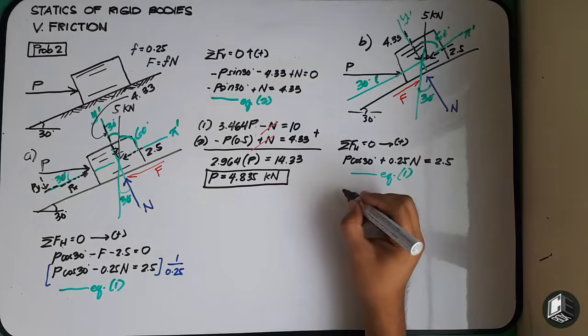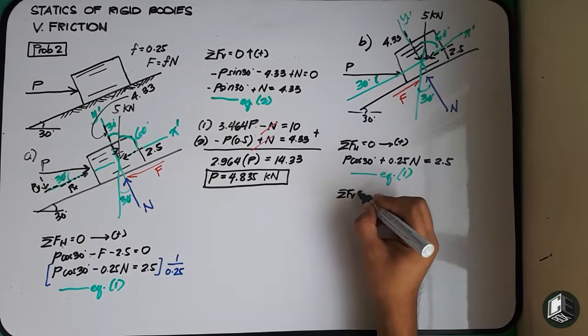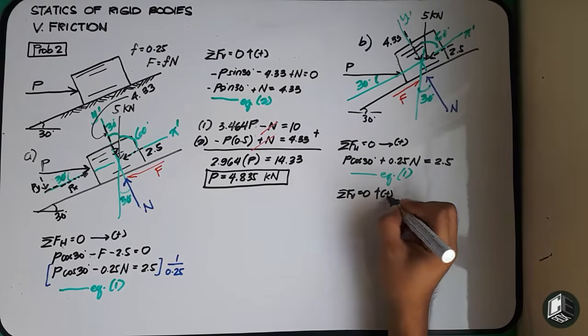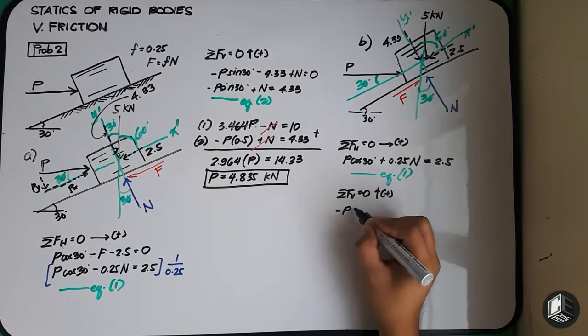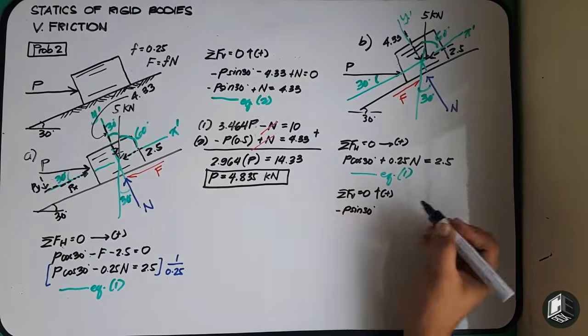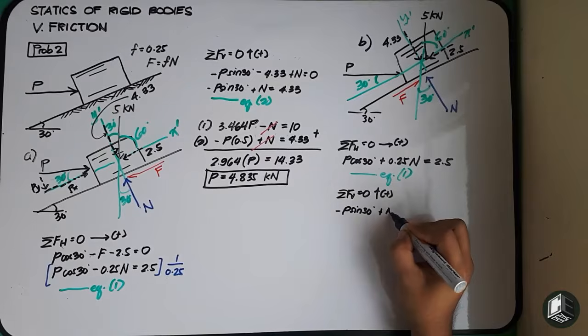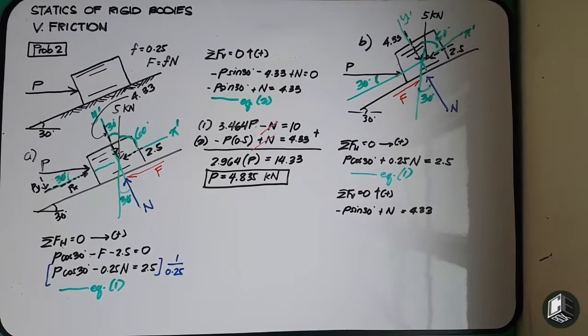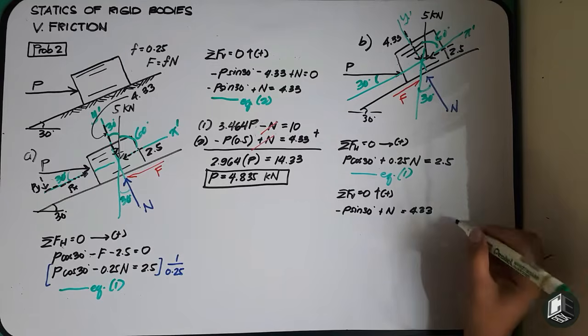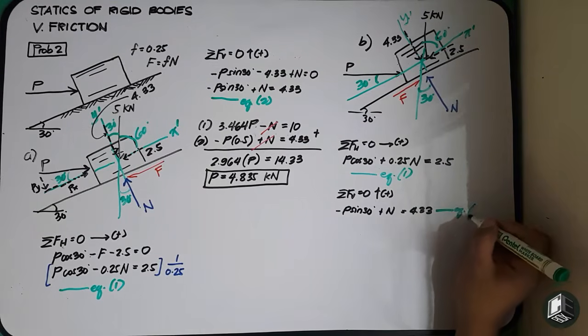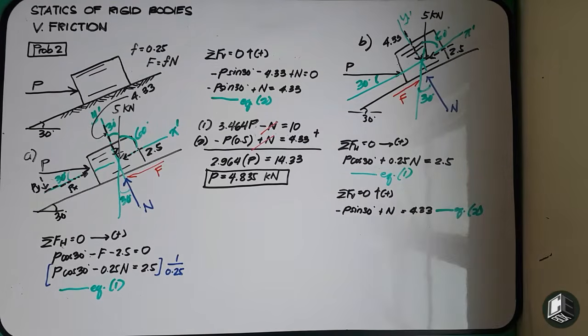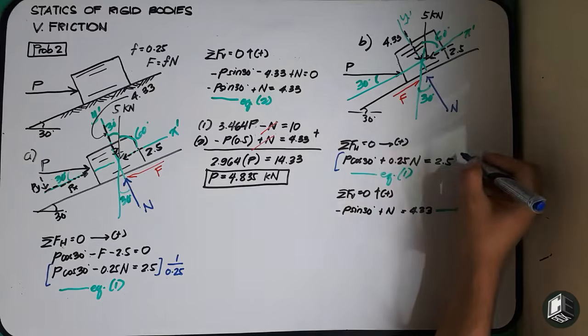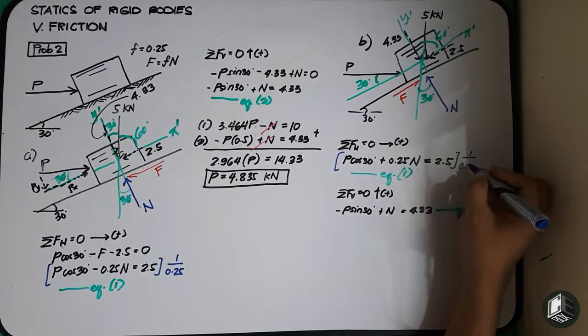Next, summation of forces vertical is equal to 0. So, negative P sine of 30 degrees plus N is equal to 4.33. So this is our equation number 2. Next, let's eliminate our force N again, so we divide this by 1 over 0.25.